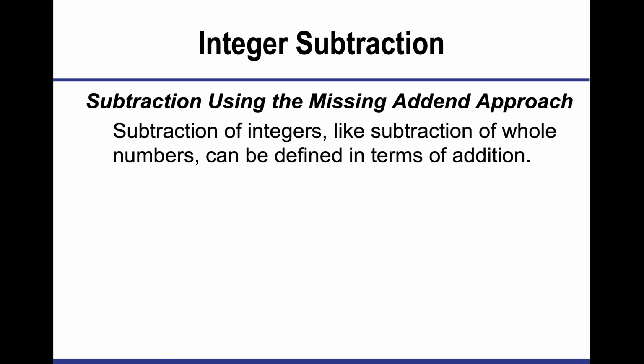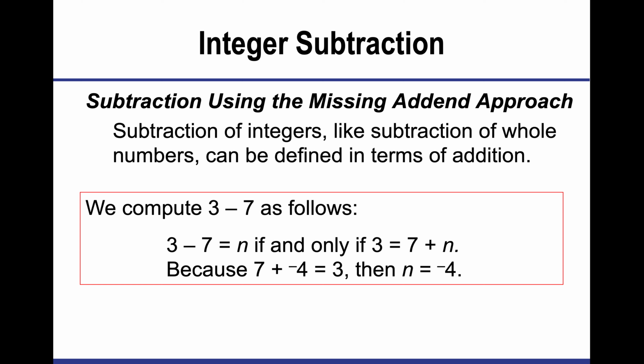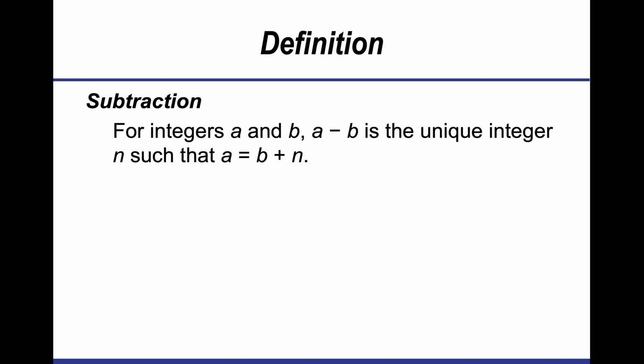Now, there is an extra little tidbit here for subtraction using missing addends. If I want to do subtraction using missing addends, then I can define this as 3 minus 7. And that way, if I knew 3 minus 7 was some value n, then 3 could also be defined as 7 plus that value of n. For subtraction, a minus b is going to be a unique integer n, so that a equals b plus n.